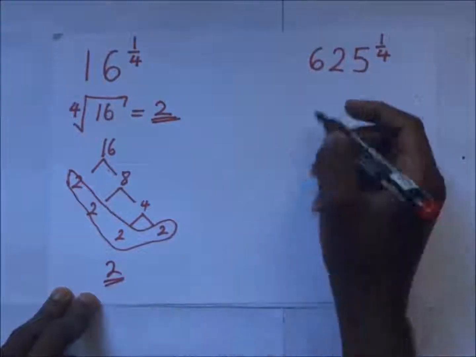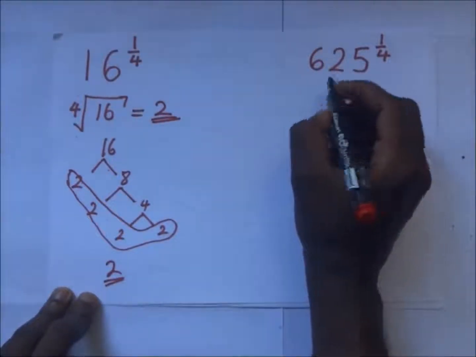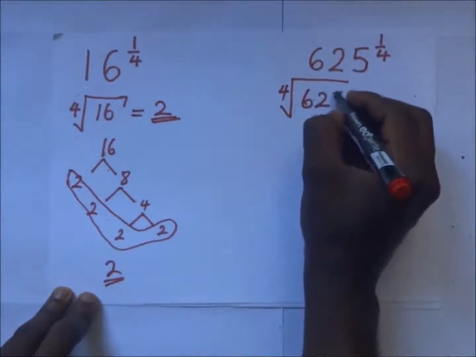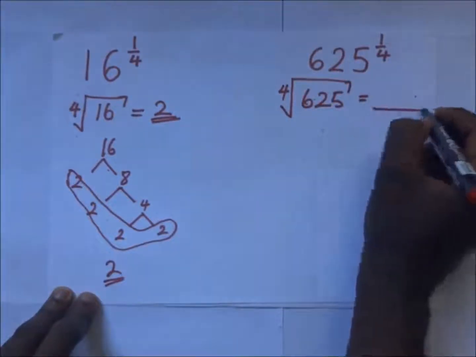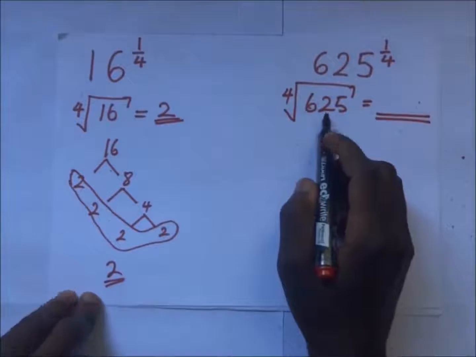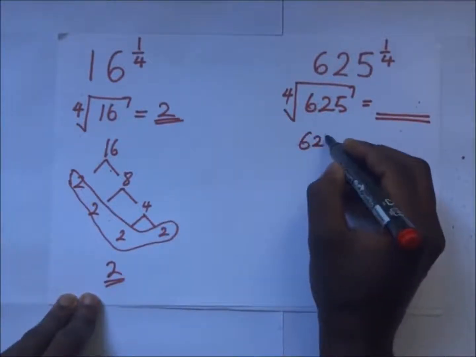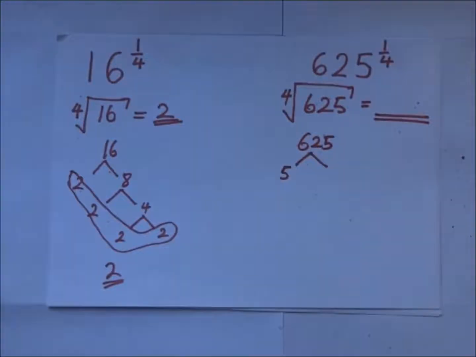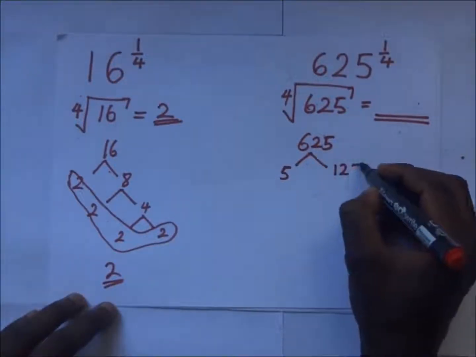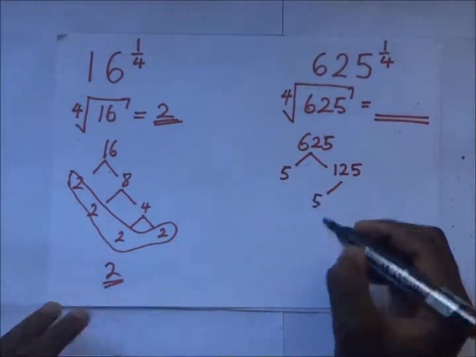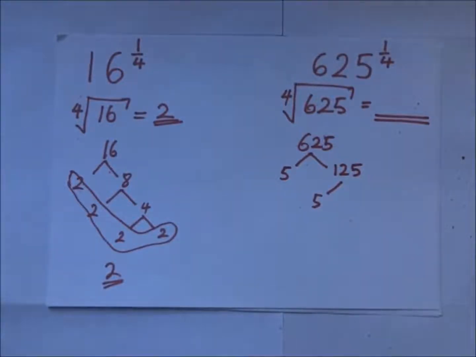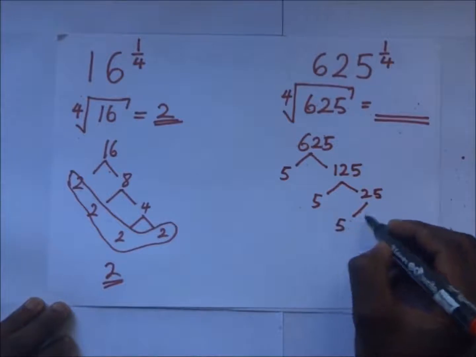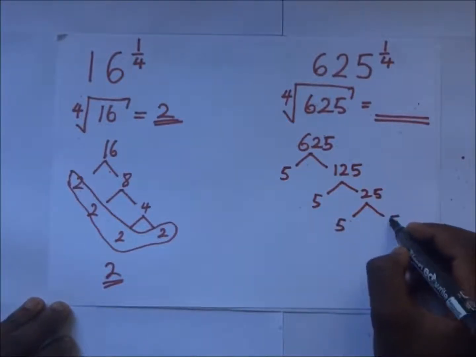Same here. The fourth root of 625. Now the fourth root of 625 is going to be equal to, so we attempt to find it. We factorize 625. We begin by 5. We have 125. By 5, we have 25. By 5, we have 5.